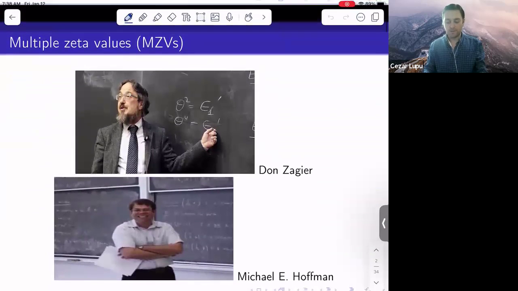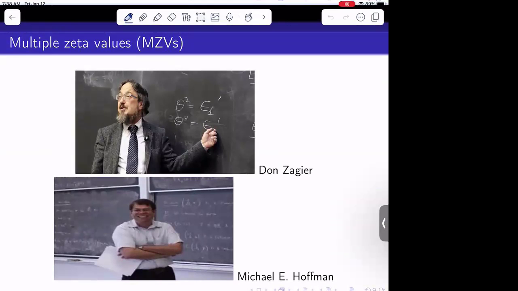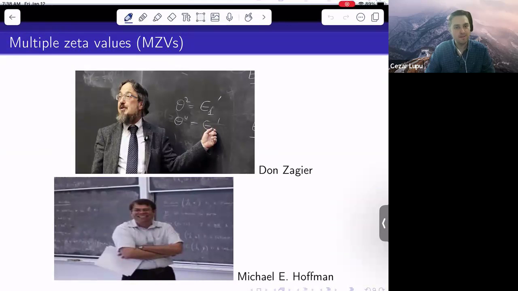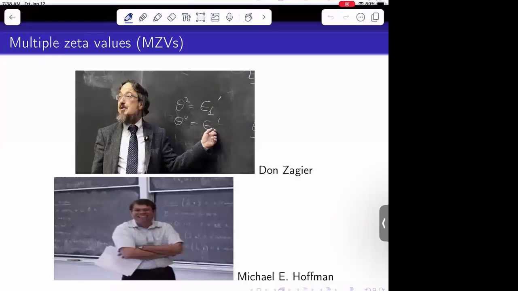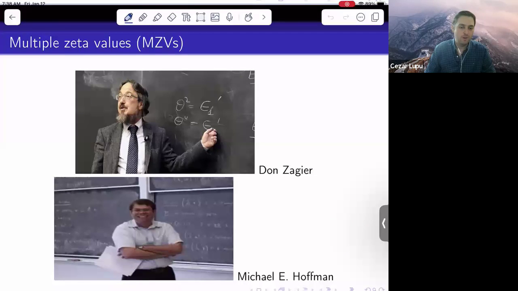Multiple zeta values have been a subject of great interest for many years now, over the last couple of decades, like 30 years. If we want to put this into a historical perspective, everything started with Euler. But Euler only did something around single zeta values and a little bit of double zeta values. The whole subject was revamped by these two people you see in the picture, Michael Hoffman and Don Zagier, independently.